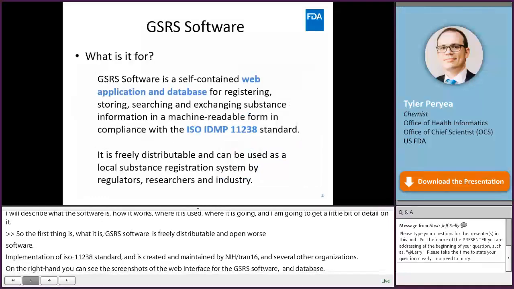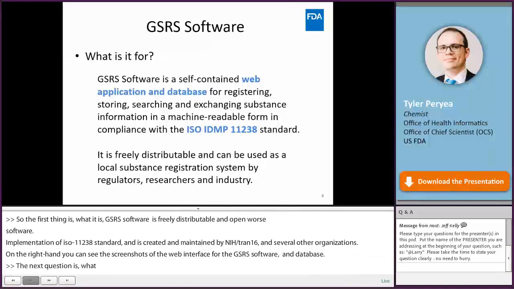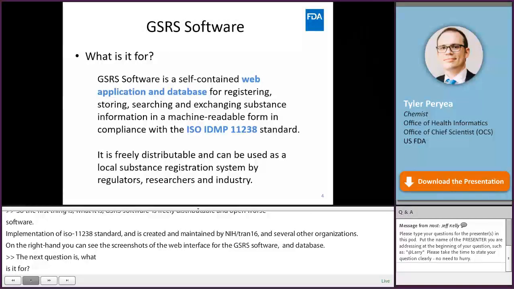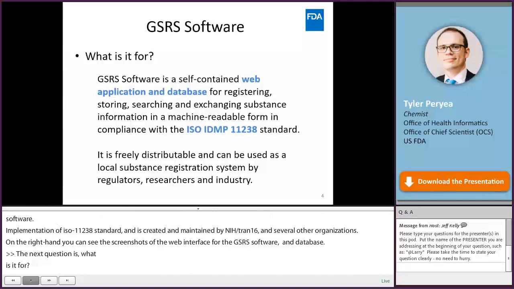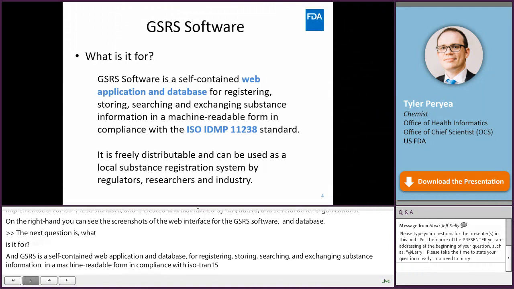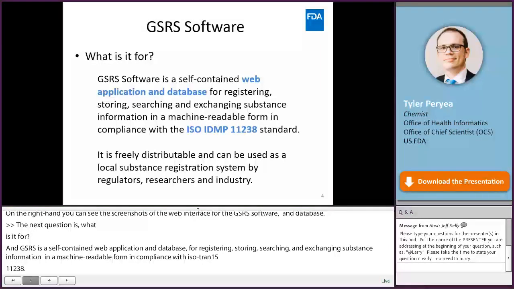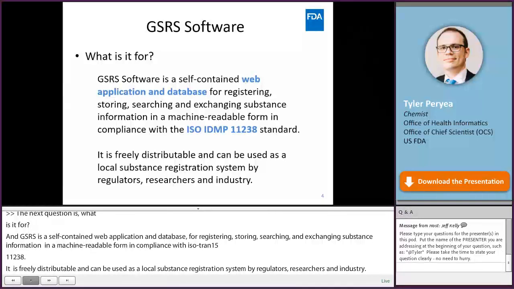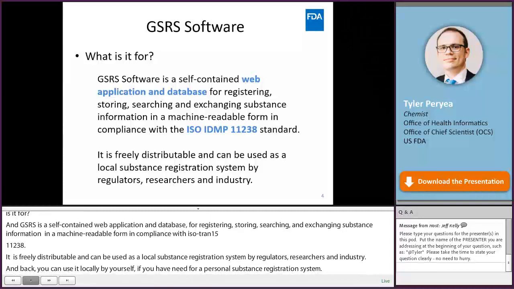So the next question is, what is it for? It's a self-contained web application and database for registering, storing, searching, and exchanging substance information in a machine-readable form in compliance with the ISO IDMP 11238 standard. It's freely distributable and can be used as a local substance registration system by regulators, researchers, and industry. And in fact, it can even just be used locally by yourself if you have need for a personal substance registration system. We know that there are folks out there who just download the software and use it locally to help keep track of substances.